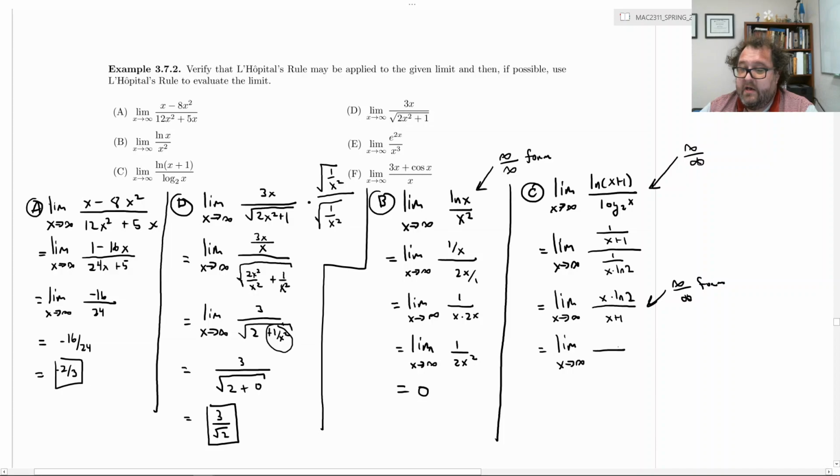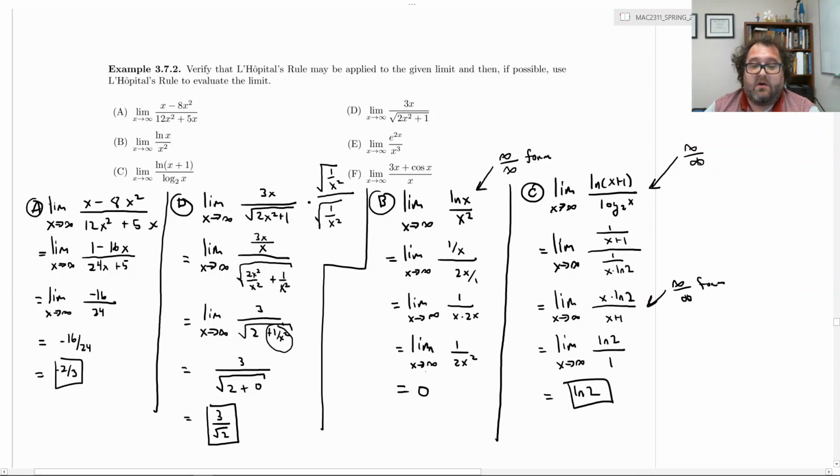So what's the derivative of the top? Notice it's x times natural log of 2. Natural log of 2 is just a constant, so we can apply the constant multiple rule and say, okay, what's the derivative of x? 1, and then multiply by natural log 2. What's the derivative of the denominator? x plus 1. Just 1. And cool. So we have a constant function. So the limit of a constant function, regardless of what you're approaching, is simply that constant.